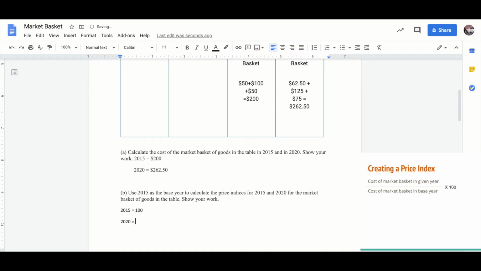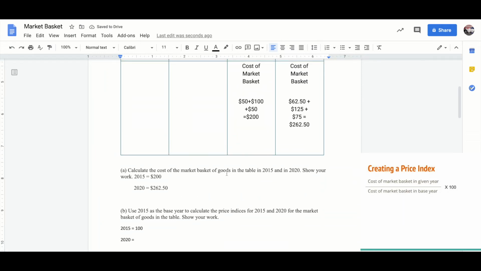2020 is going to equal, we'll go figure that out real quick. For 2020, the cost of a market basket in 2020 was $262.50, divided by the cost of a market basket in the base year, which was 200, times 100. And let's see what that equals. I'm going to have to use my calculator. Let's break that thing out.